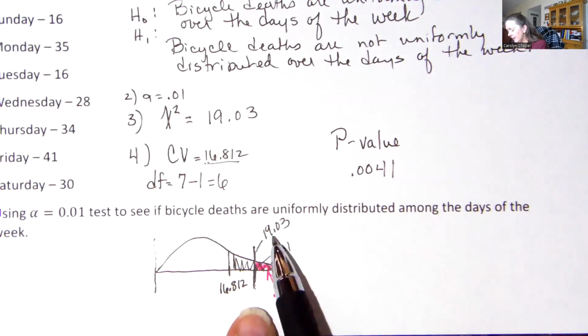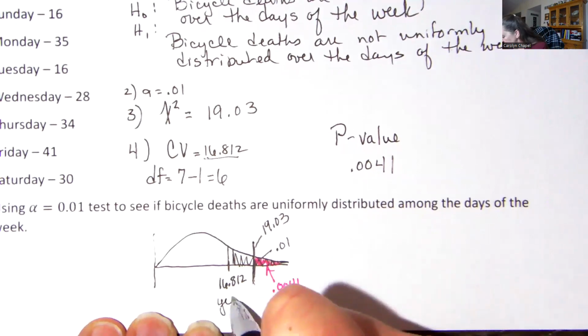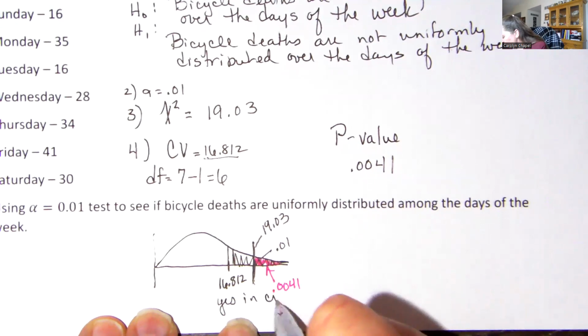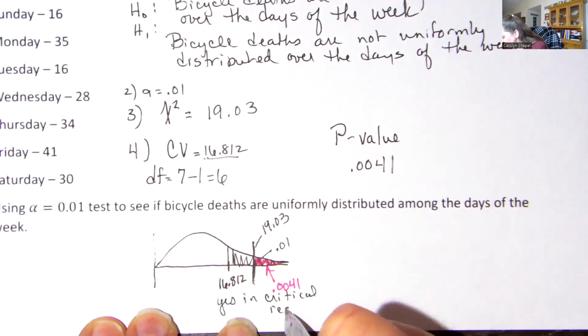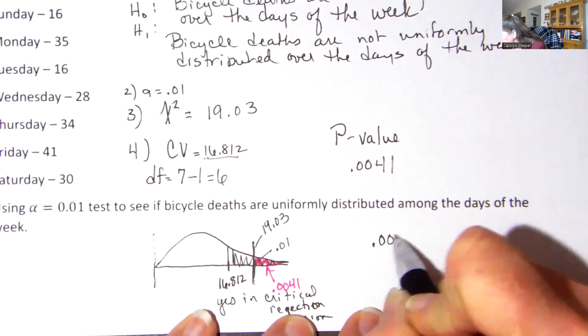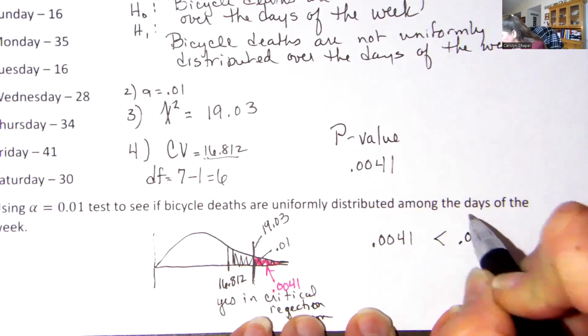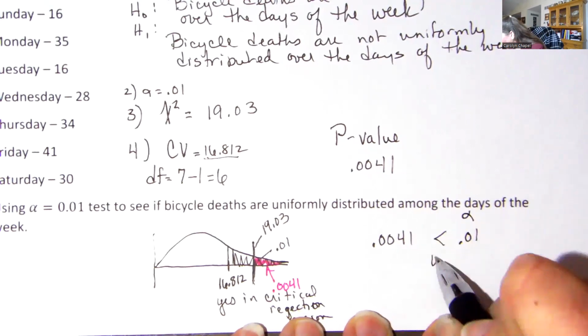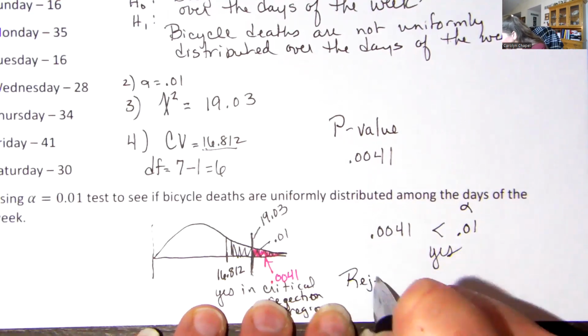So notice here that our test value was in the critical region. Yes, it's in the critical region, or the rejection region. Critical, rejection. Oops, I spelled that wrong. Or we can look at our p-value. It's smaller than the 0.01, or the alpha. Is it smaller than alpha? Yes, it is smaller. That is true. So we will reject.